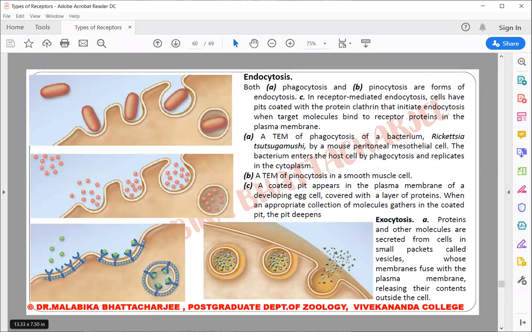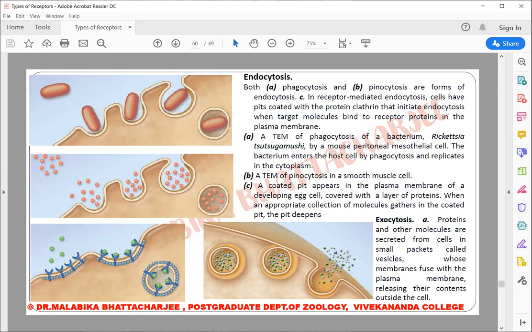And here you can see there are certain receptors. The receptors are now binding with their ligand molecules. And as you can see, the membrane is gradually pinching inward. It has become solidified a bit and is pinching inward to form membrane-bound vesicles. Okay.